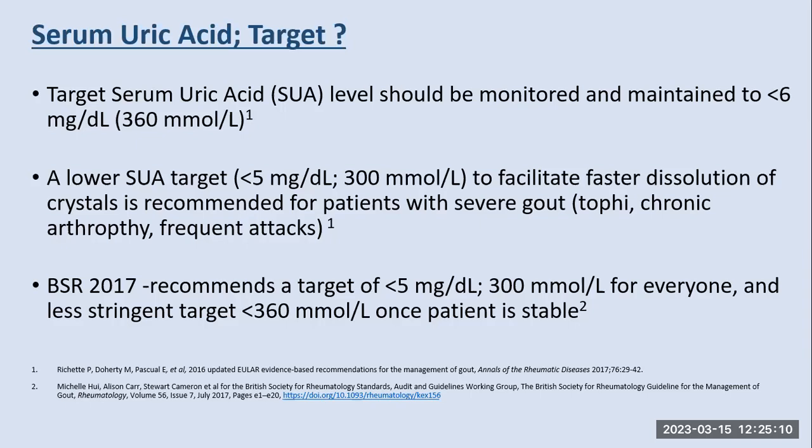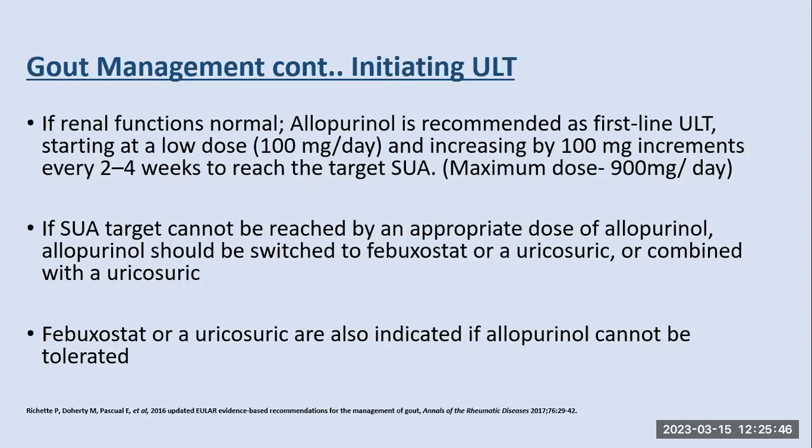So the second question is, what is the target you are aiming at? Generally, EULAR guidelines would recommend less than 6 milligrams per deciliter. And in BSR guidelines, you have a more stringent control, meaning that the target is less than 5 in BSR guidelines. And once it is controlled, they would go for a less stringent one, that is 6 milligrams per deciliter.